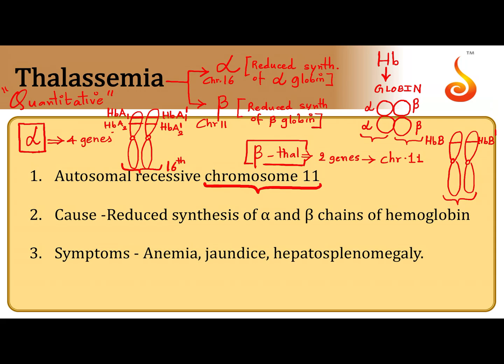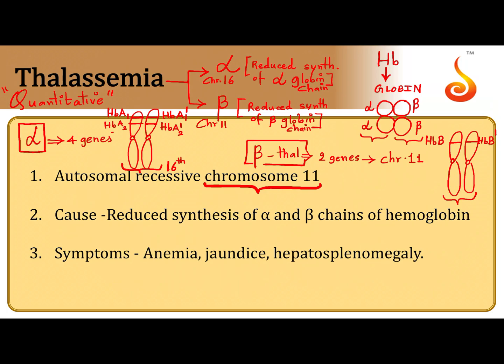In both beta and alpha thalassemia, like I said, there is a reduced rate of synthesis of a specific globin protein chain. In alpha thalassemia, there is reduced synthesis of the alpha globin chain. In beta thalassemia, there is reduced synthesis of the beta globin chain.